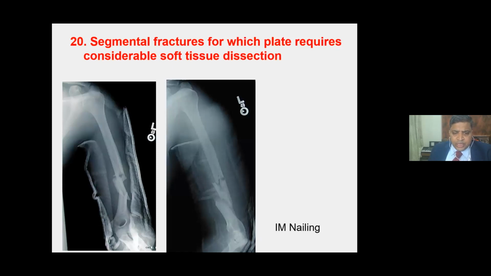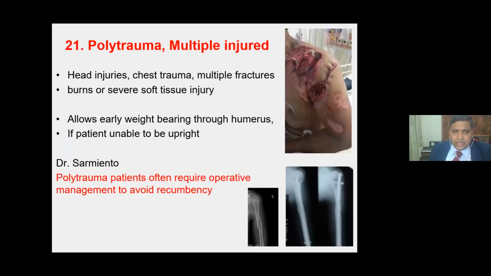Another case scenario where the intramedullary nail is inevitable is this kind of segmental fracture where considerable soft tissue dissection has occurred. And you also know that nailing is an important adjuvant whenever the patient has polytrauma, especially chest trauma, or lower extremity trauma, where we need early weight bearing through the humerus and to ambulate such patients. Even Sarmiento has explained that polytrauma patients often require operative management to avoid recumbency, and nailing is a preferred option in such patients.